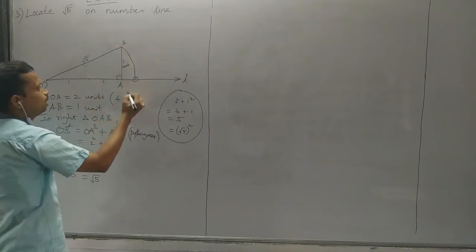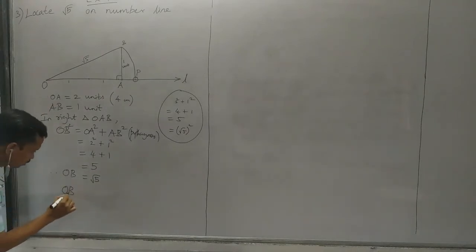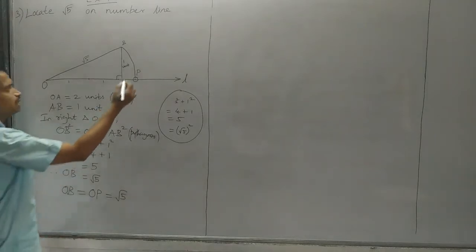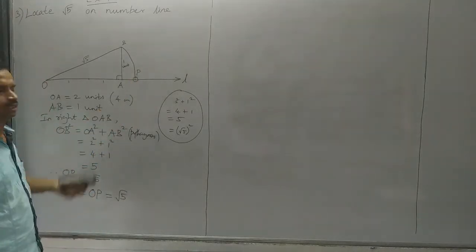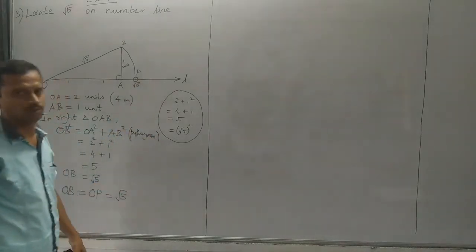So like that it will come, and this point you take as P, and now OB equals OP equals root 5. So now the point P is on the number line. So we located root 5 on the number line.